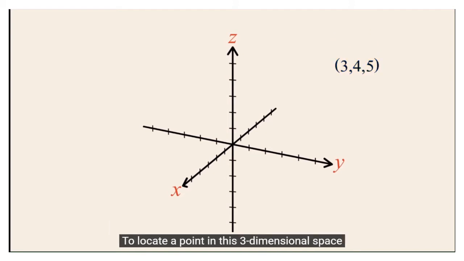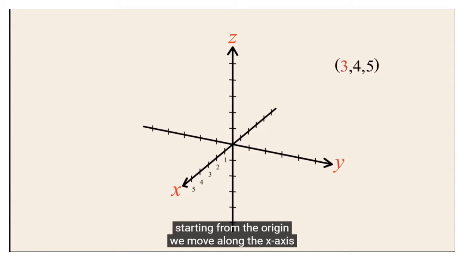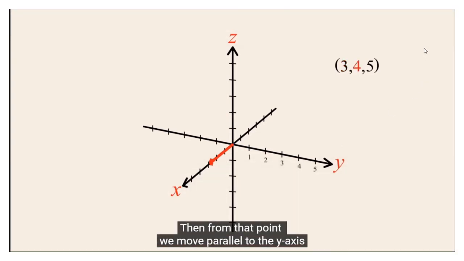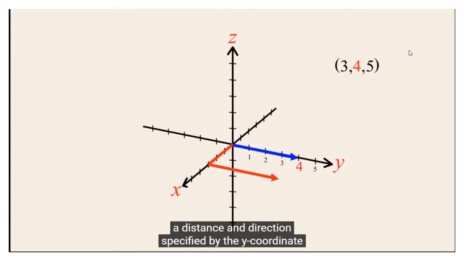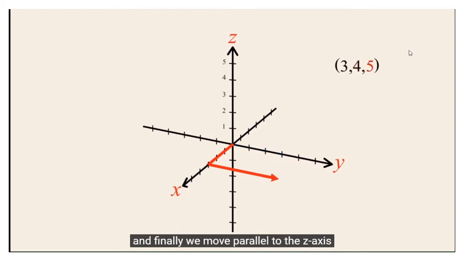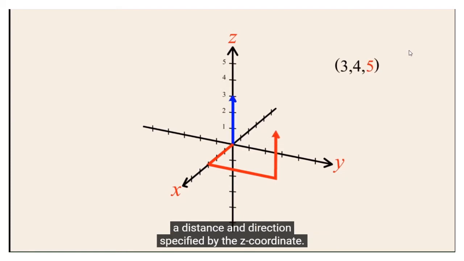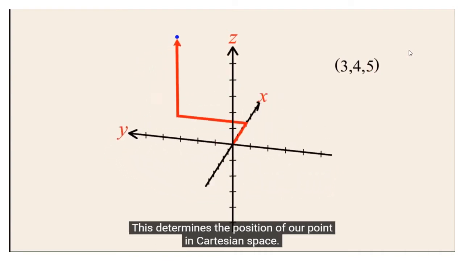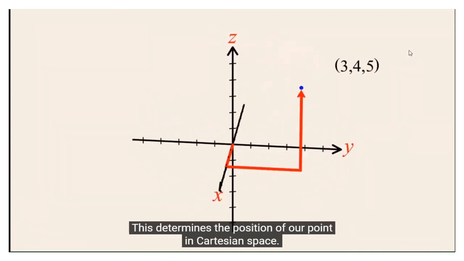To locate a point in this 3-dimensional space, starting from the origin, we move along the x-axis a distance and direction specified by the x-coordinate. Then from that point, we move parallel to the y-axis a distance and direction specified by the y-coordinate. And finally, we move parallel to the z-axis a distance and direction specified by the z-coordinate. This determines the position of our point in Cartesian space.